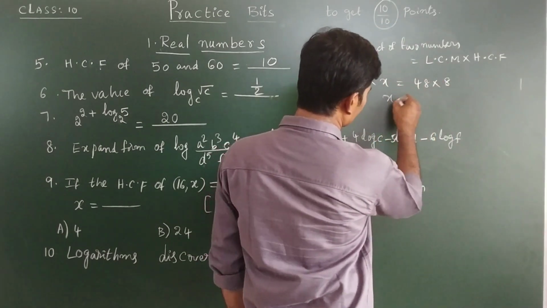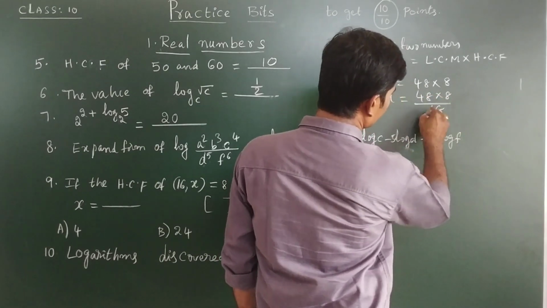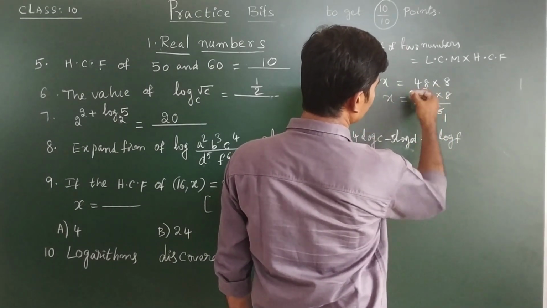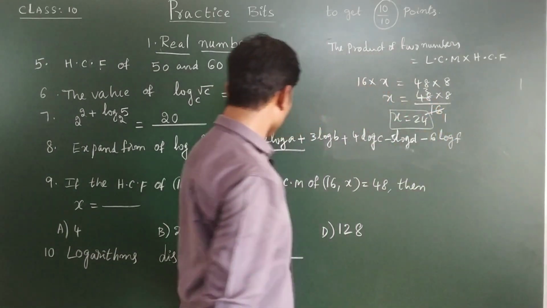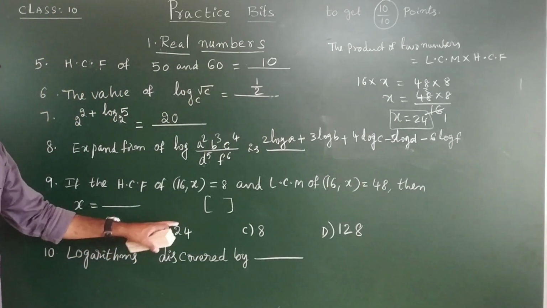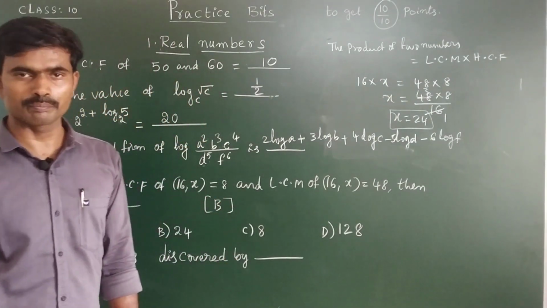So send 16 that side: 48 into 8 by 16. 16 table in 48, 3 times, cancel, 3 8s. So x is equal to 24. The x value is 24. So the answer is option B.